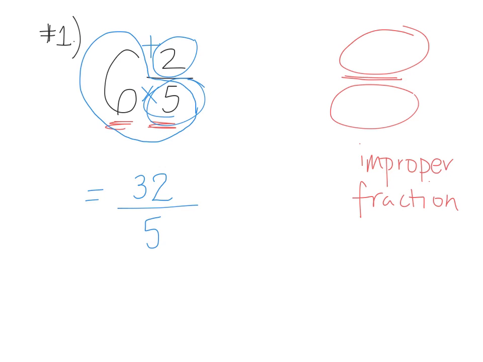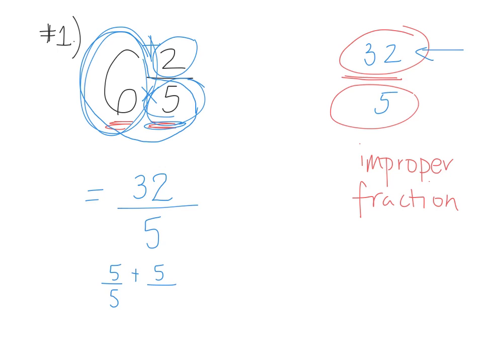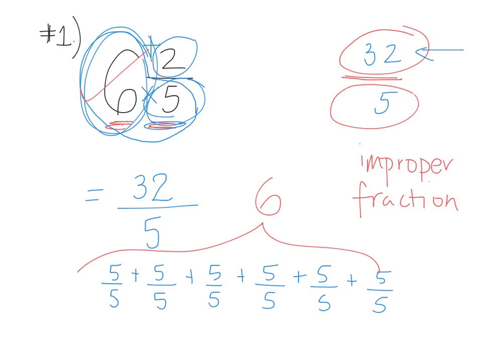32 over 5 is an improper fraction because the numerator is larger than the denominator. Think about this for a second. If I have 6 wholes, I can write each whole as 5 over 5. How many of these do I have? 6. So 5 over 5 plus 5 over 5, and so on: 1, 2, 3, 4, 5, 6. I have 6 wholes, plus 2/5.